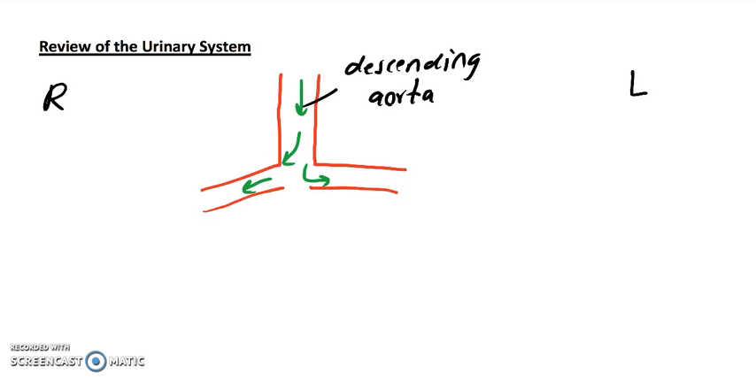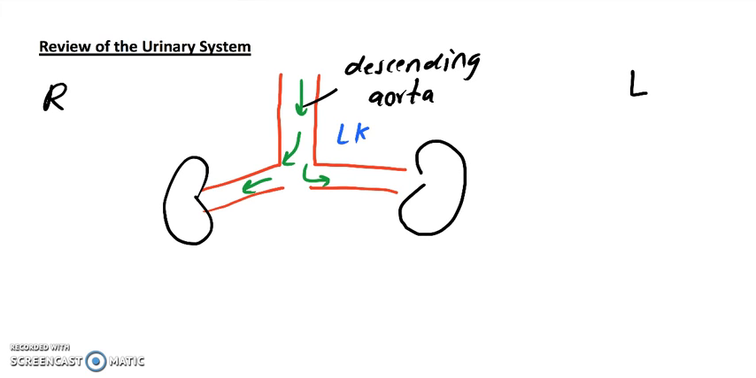Again, let me orient ourselves. Here is our left kidney. Here would be the right kidney. So left kidney is here. And this would be a right renal artery, like so.